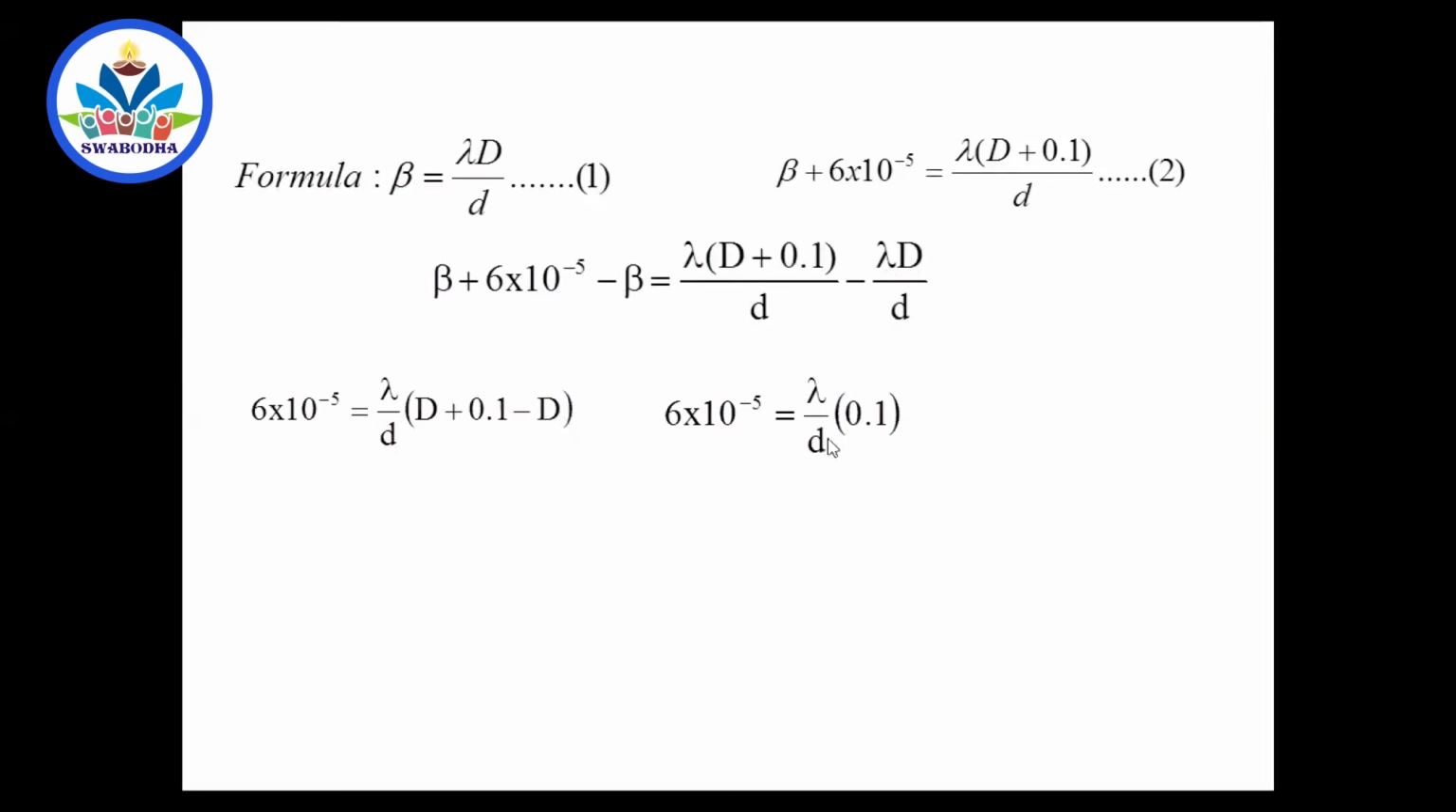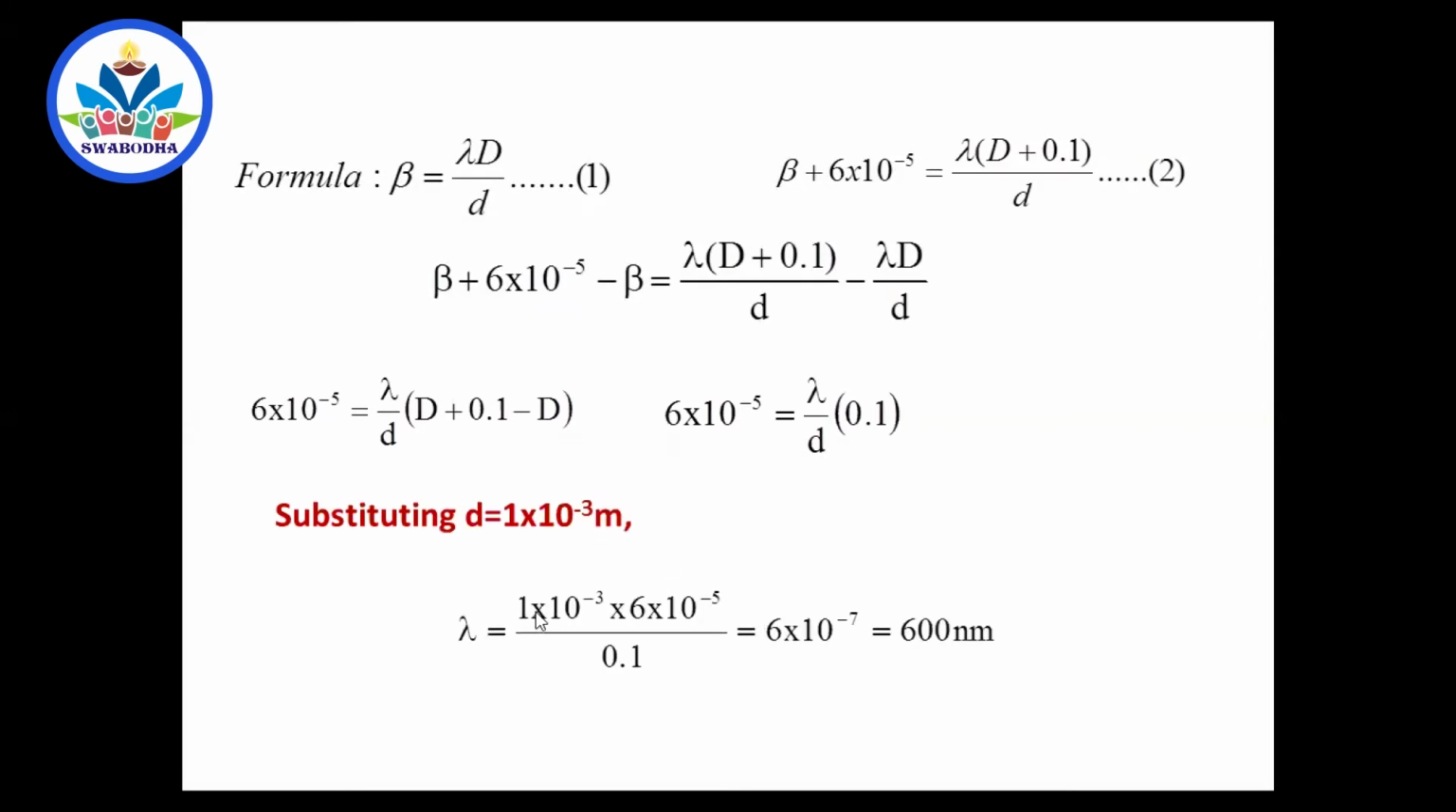Is it so? D is given. Small d is given, 1 into 10 to the minus 3 meters. So substitute this. I have kept lambda here. So lambda is 6 into 10 to the minus 5 into 1 into 10 to the minus 3, this small d comes here, divided by 0.1. So this is 600 nanometer, the answer. Check these calculations yourself. I don't explain every step, it would be very childish. But the major equation is this one. You must be able to write this, right?